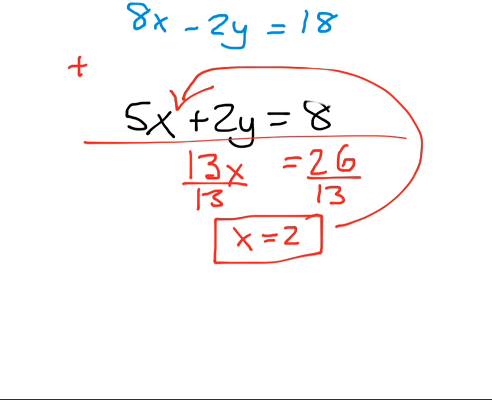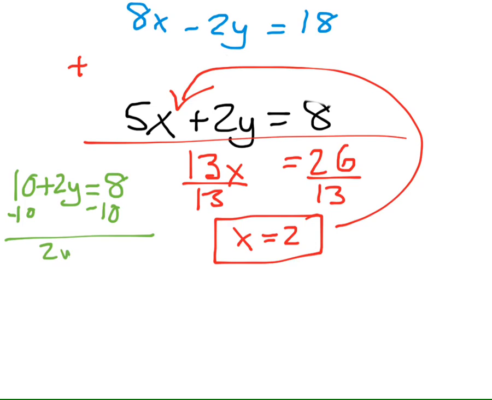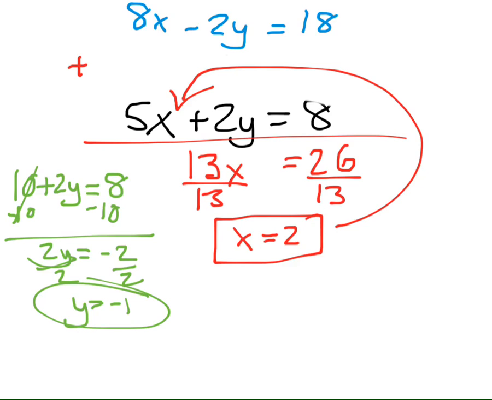I plug that in. That's 5 times 2, because that's what x is, so that becomes 10. I still have plus 2y equals 8. Solve this for y. First move the positive 10 to the other side. Subtract it. I'm left with 2y on that side equals negative 2. 8 minus 10. And finally, undo the multiplication by 2. Divide both sides by 2. And negative 2 divided by 2 is negative 1. So if I wanted to write the ordered pair, it would be 2, negative 1.